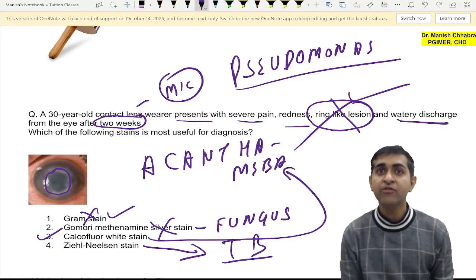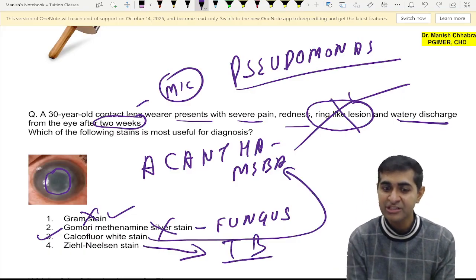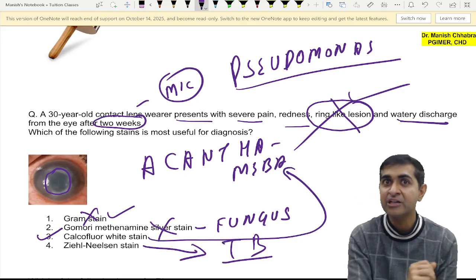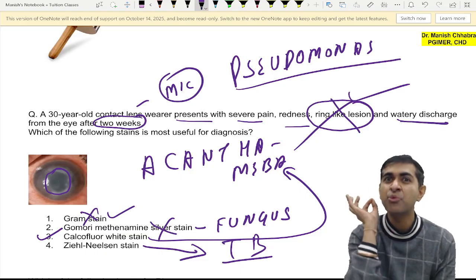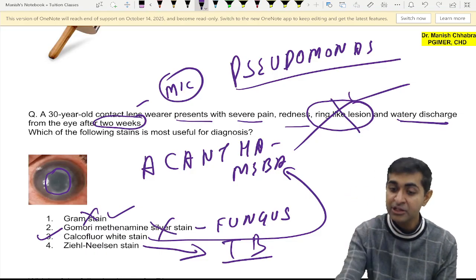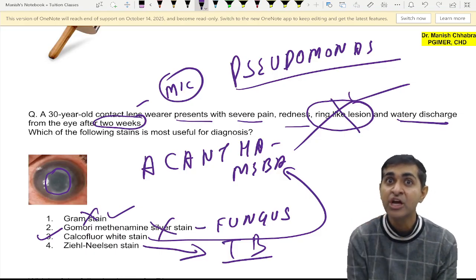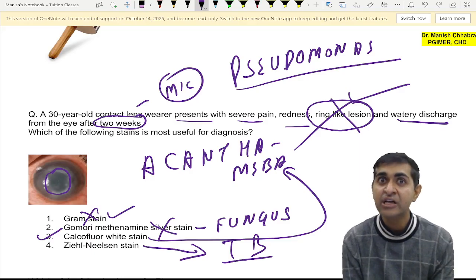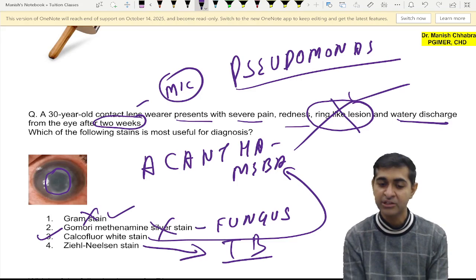Mind you, if there is fungal keratitis, the signs are more than symptoms. If there is acanthamoeba keratitis, symptoms are more than signs. Why? Because this ulcer is very painful. Although it appears to be like just a small ring, it is very, very painful because of the involvement of the corneal nerves. It causes neuritis. The corneal subepithelial nerves are inflamed, perineuritis, right?